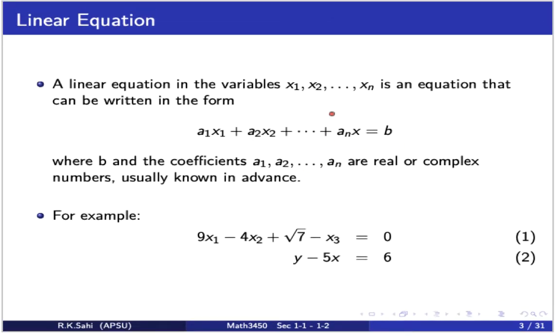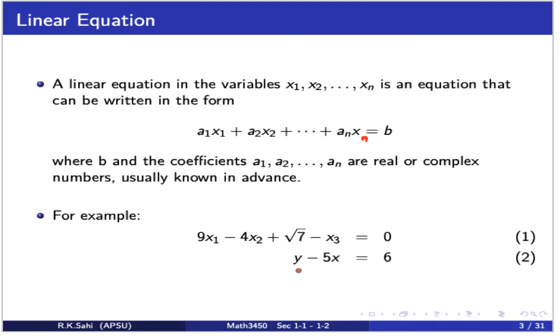Now, a linear equation in variables x1, x2, ..., xn is an equation which can be written in the form a1 x1 plus a2 x2 plus ... plus an xn equals b, where b and these coefficients a1 to an can be real or complex numbers, and they're usually known in advance. For example, 9x1 minus 4x2 plus square root of 7 times x3 equals 0. So this is a linear equation where we have three variables, x1, x2, x3.